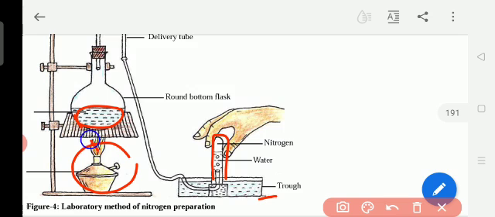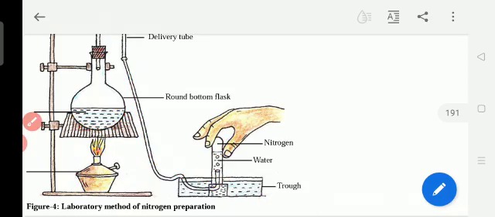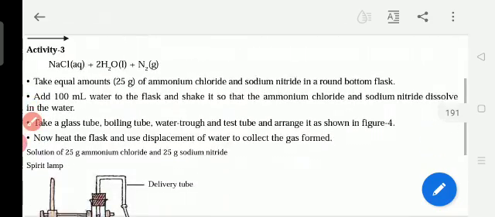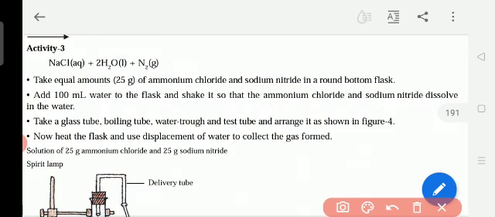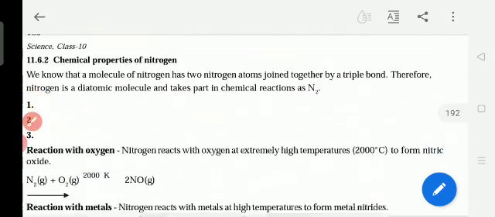With the help of the heat, the gas N2 is ready. That gas is collected in the test tube. So the products we get are sodium chloride, water, and the gas collected in the test tube. Take a glass tube, boiling tube, water trough, everything. Now heat the flask and use displacement of water to collect the gas formed.